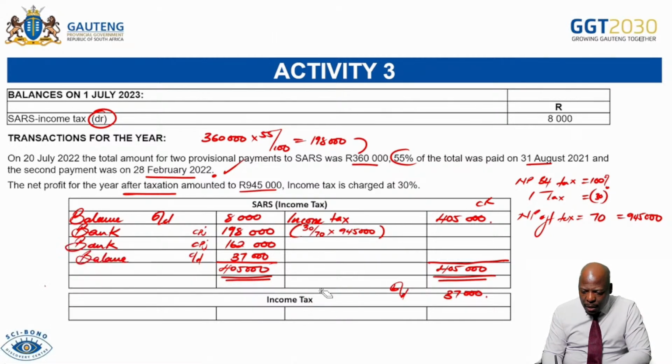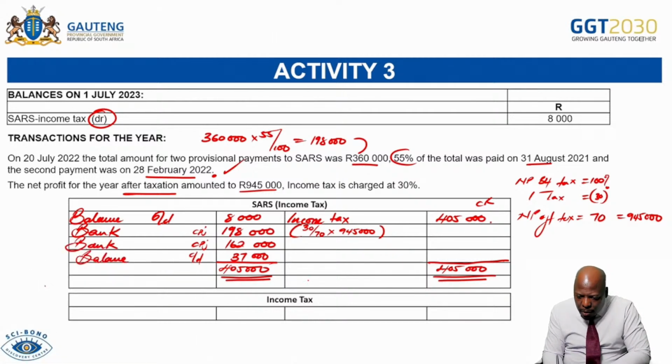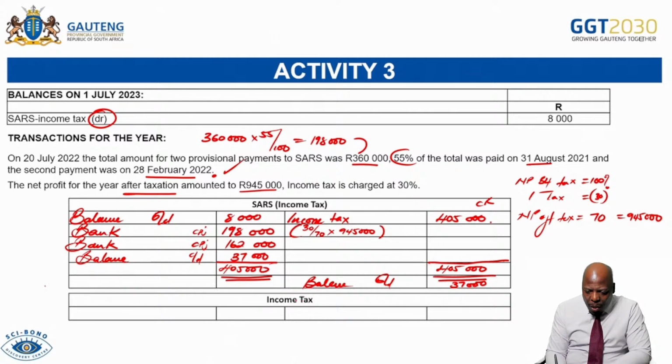All right, so I'm just going to erase that so that it doesn't go over my table. Let me see if I can squeeze the balance here. Balance brought down. That was my 37,000 there. Let's come to my income tax account. In my income tax account, what am I going to do? I'm going to debit with SARS income tax, because in the SARS income tax, I credited with income tax. So I'm going to debit it with income tax.